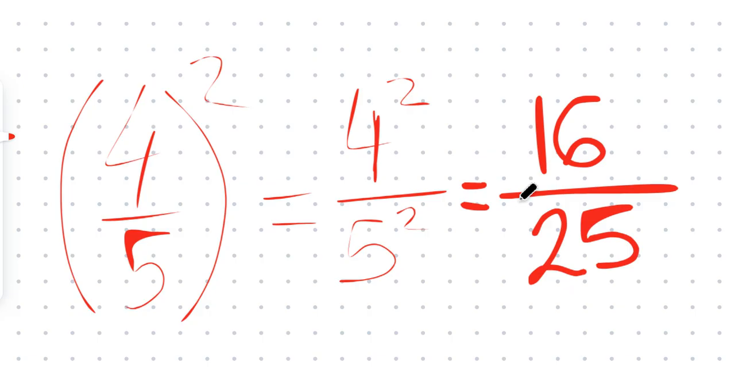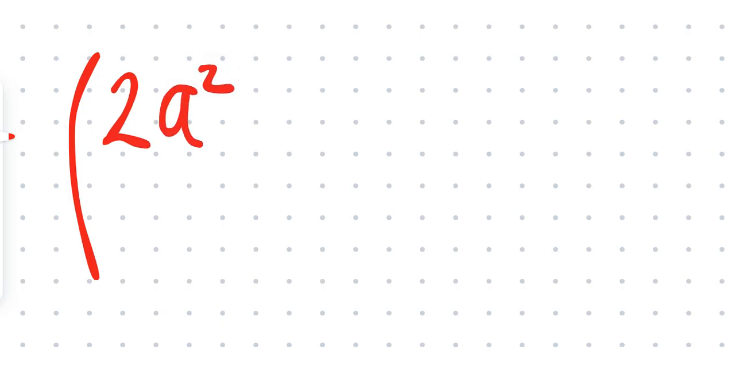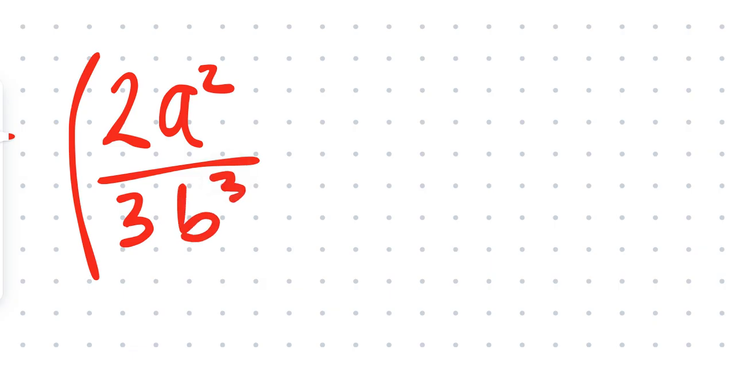So basically, if we have a fraction raised to a certain power, then both numerator and denominator will be raised to the same power. Alright, let's have an example of it. So, if we have, let's say, 2a squared over 3b to the power of 3, and then everything raised to the second power.